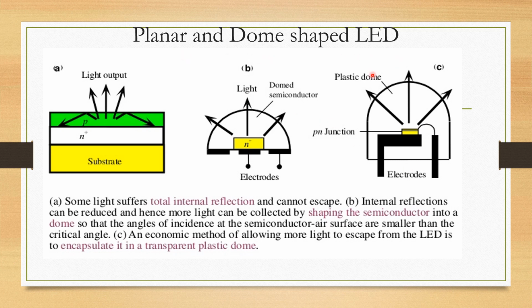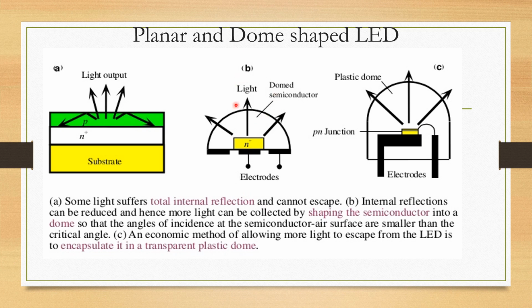Planar and dome shaped LED. Planar LED, and this is a dome shaped LED. And if you see this picture A, some light suffers total internal reflection and cannot escape. So you could understand here on a substrate N and P type materials are grown, where during the recombination of electrons and holes light is emitted. And when light comes out here, it meets the core cladding interface at greater than the critical angle. So it undergoes total internal reflection and most of the light gets lost, and it cannot escape.